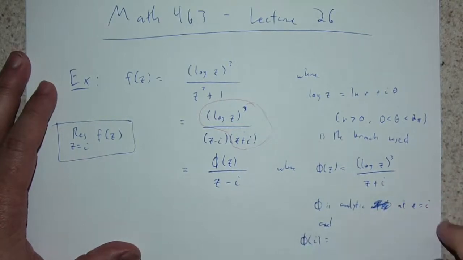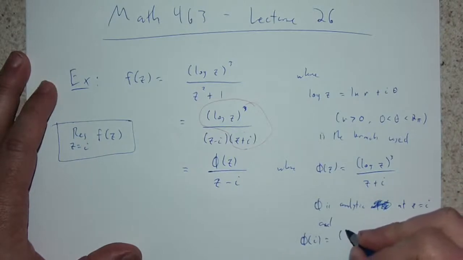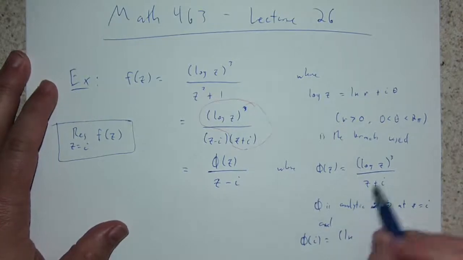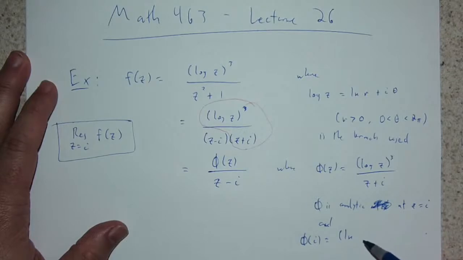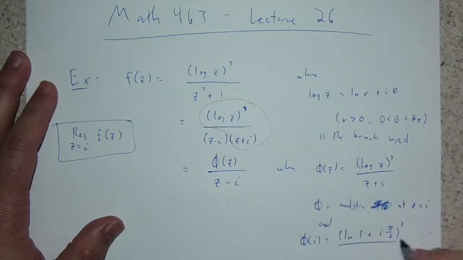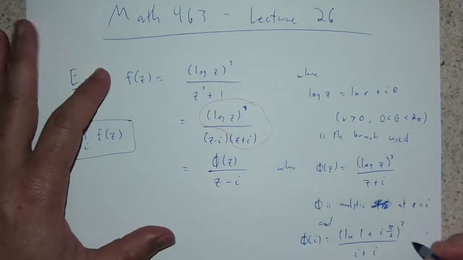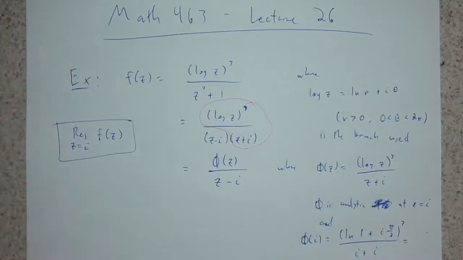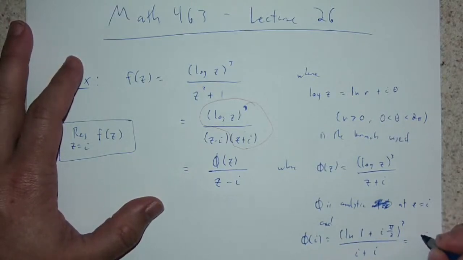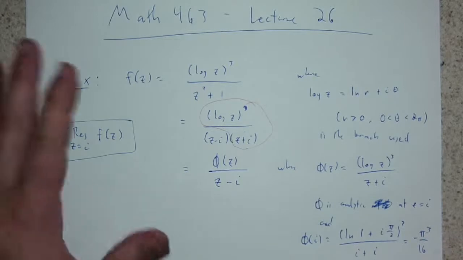So phi of i, using this branch, would be ln of 1, because r is the modulus of i. So this is ln of 1 plus my argument for i, which is pi over 2, so this is i times pi over 2, and I'm cubing that, all over i plus i. So ln 1 is 0. This would be i cubed times pi over 2 cubed over 2i, so this would be minus pi cubed over 16, which is non-zero.